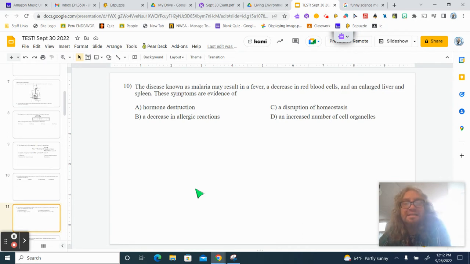Number 10. The disease known as malaria may result in a fever, a decrease in red blood cells, an enlarged liver, and spleen. These symptoms are evidence of A, hormone destruction, B, a decrease in allergic reactions, C, a disruption of homeostasis, or D, an increased number of cell organelles.